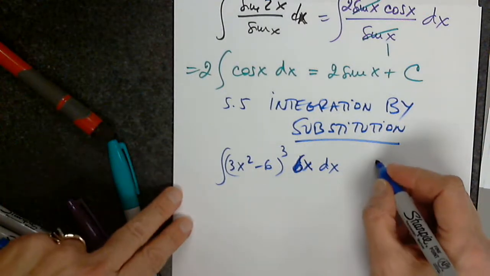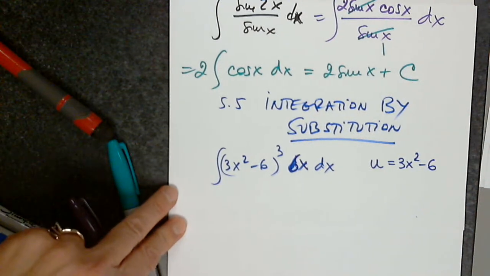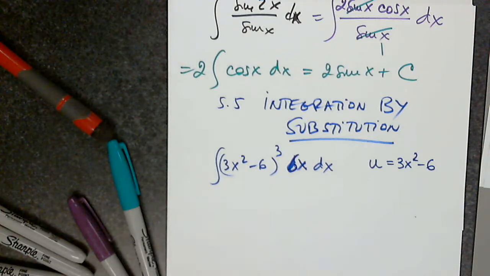But if I use the substitution, let's say u equals 3x squared minus 6, it is very possible that this integral will become much easier to work with. Will the substitution always be given to us? No. We may have to come up with a substitution on our own. Will only one particular substitution work? Not necessarily. I may find a substitution that works, and you may find another function to substitute that will work as well.